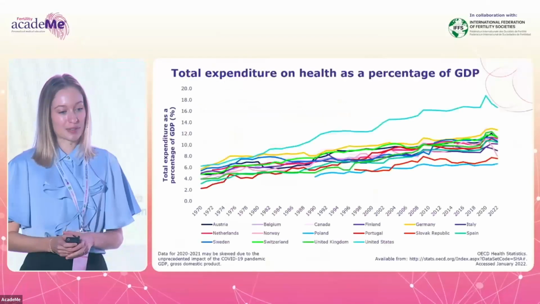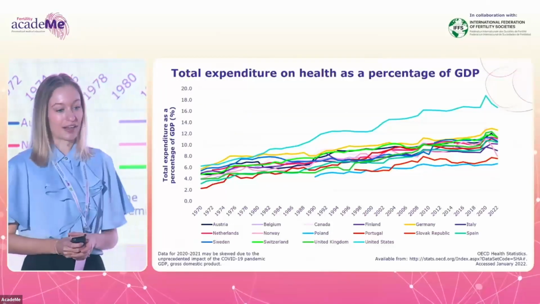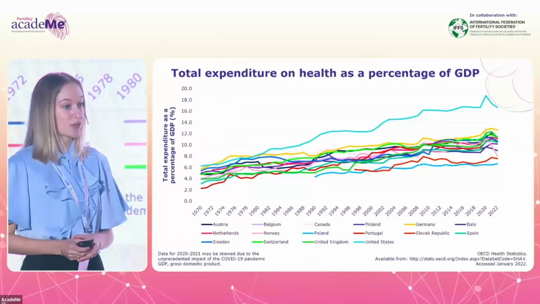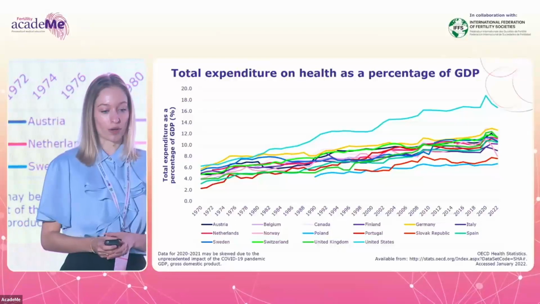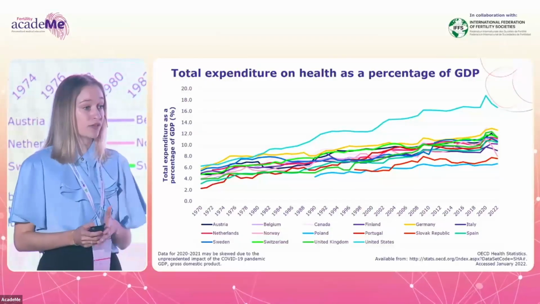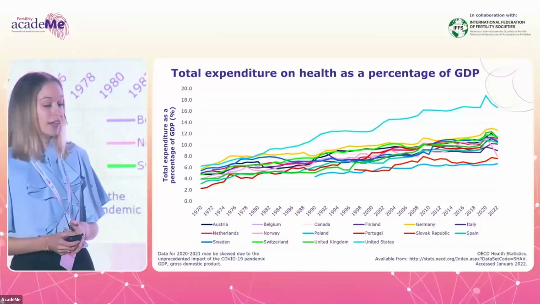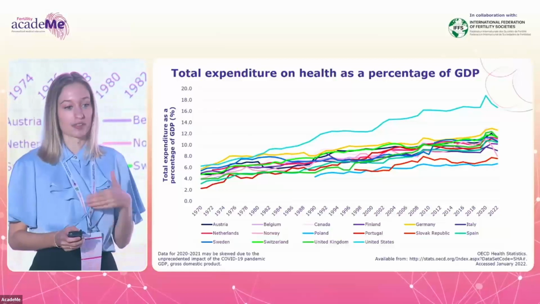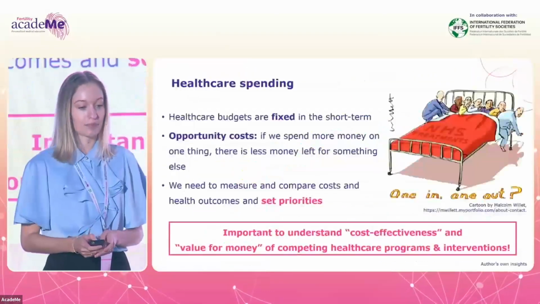These are my disclaimers. As you can see on the graph here, the total expenditure on health as a percentage of GDP has been rising over the past decades in all countries worldwide. This is mainly due to advances in medical science and technology. Differences you see between countries are due to differences in how healthcare is financed and organized.